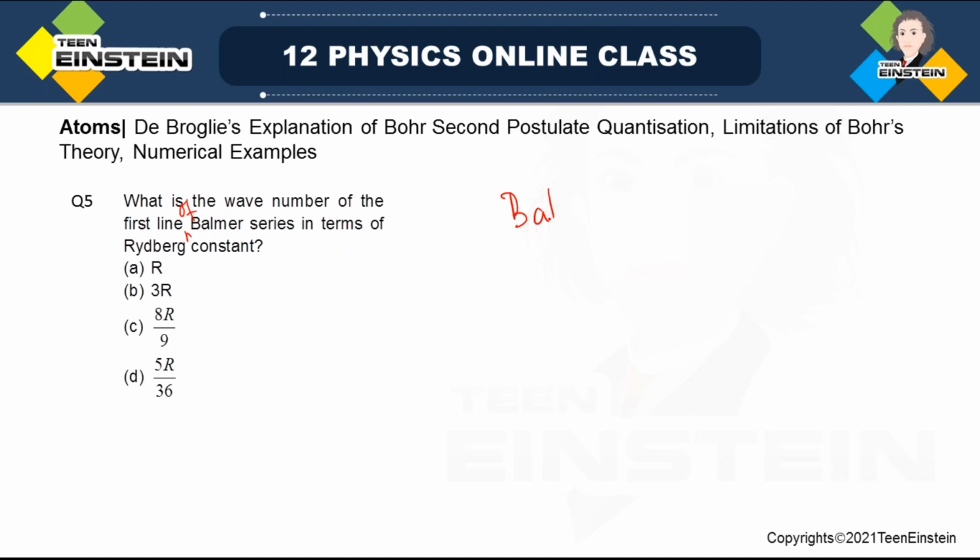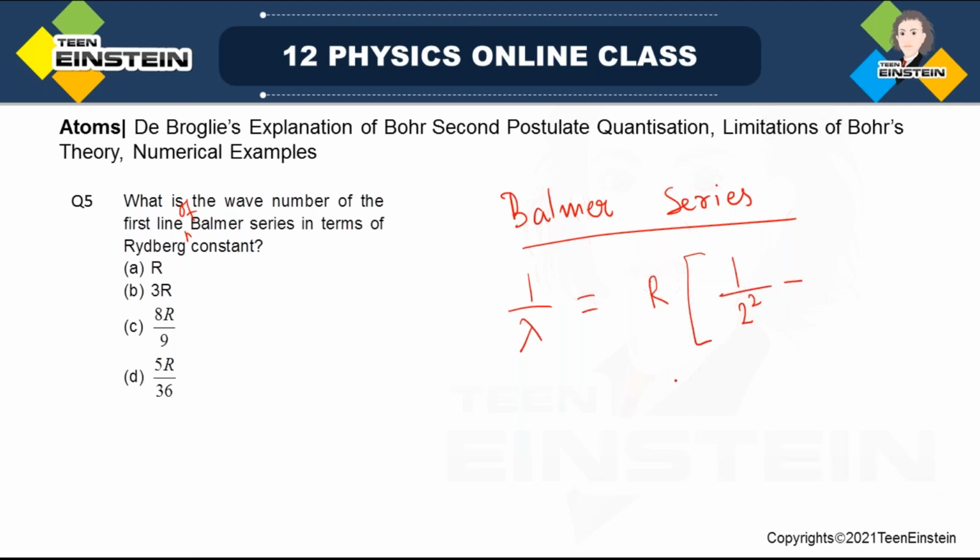Okay, so what is the Balmer series? The wave number is written as 1 over lambda, which is the Rydberg constant into 1 by n_f square minus 1 by n_i square. Balmer series means the electron comes to the second orbit, so the final state is n_f equal to 2 and n_i will be starting from 3, 4, 5, 6, etc.